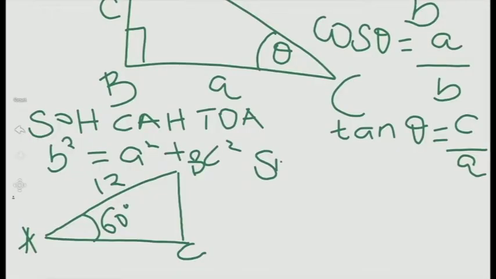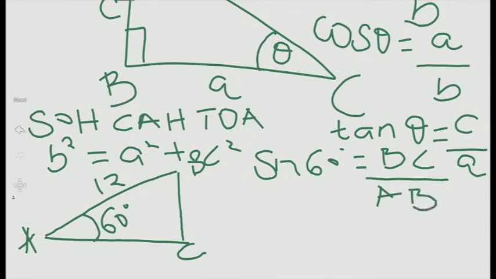We have the angle, so we can start with the sine of 60 degrees is equal to the opposite over the hypotenuse. The opposite here is side BC, and the hypotenuse is side AB. We have the angle 60 degrees. We do not have BC, but we do have AB, which means we can make BC the subject of the formula and find the length of BC.